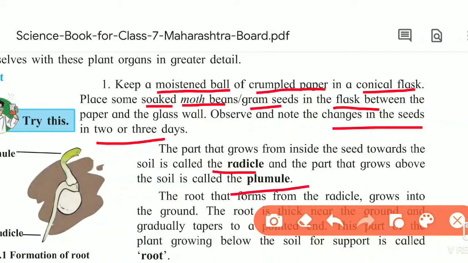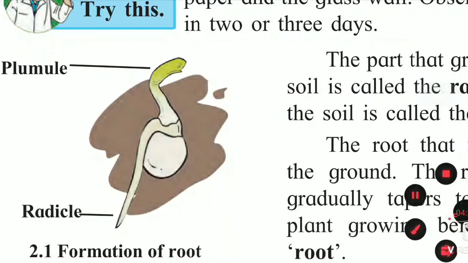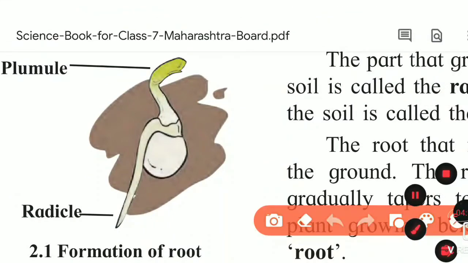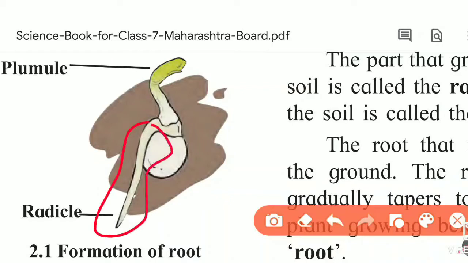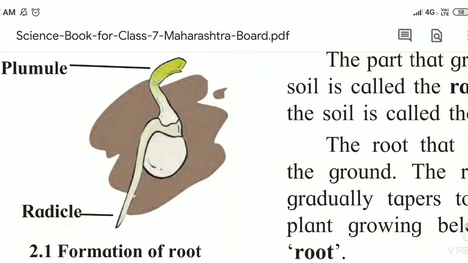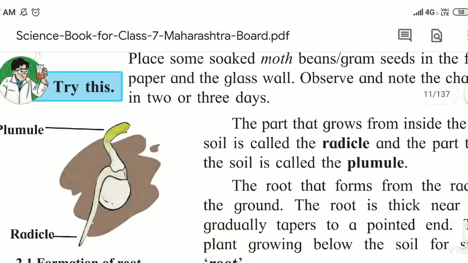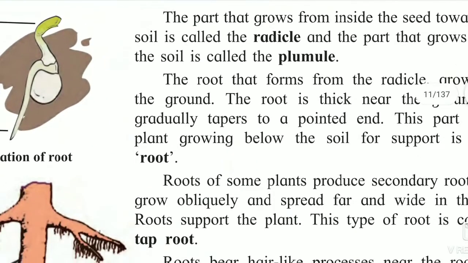Here is the picture. In this picture, this is a sprouted seed, and this part is growing towards the ground, so it is called the radicle. This green part which grows above the ground is called the plumule. Because of sprouting, it gives the radicle and the plumule, and the plant grows.